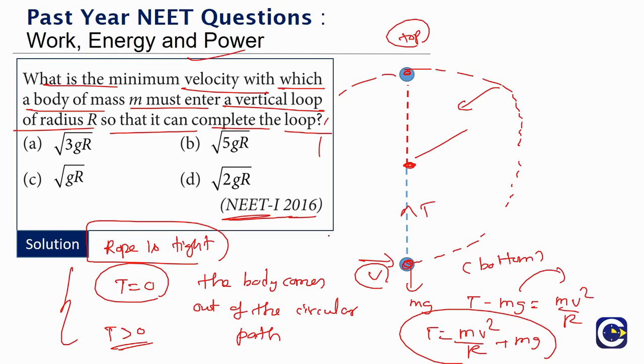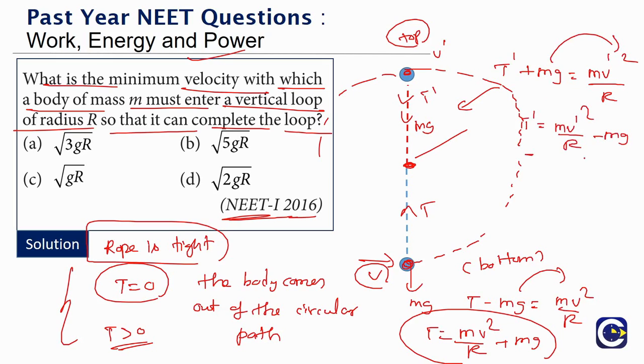Now we look at the topmost point. Let us say the velocity here is v dash and tension is T dash. Here we should note one thing. Tension will be acting into the rope, means downwards. Weight is also down. Both of them are towards center. So net force towards center means what? T dash plus mg is equal to what? m into v dash square by r. Means T dash will be equal to m into v dash square by r minus mg.